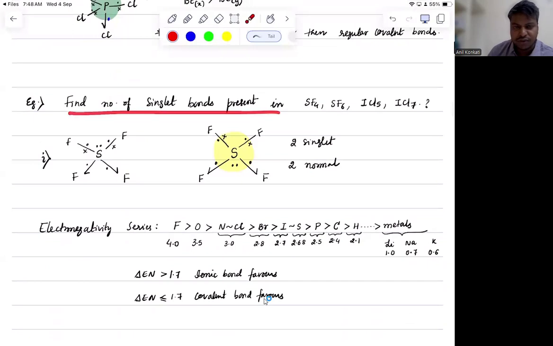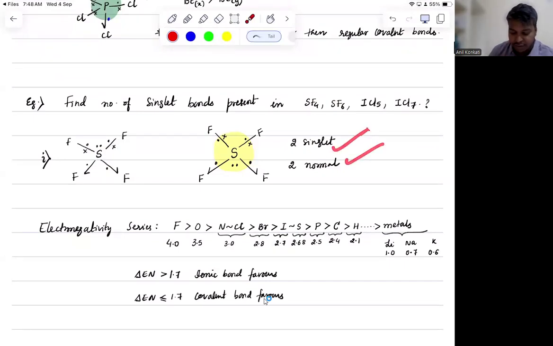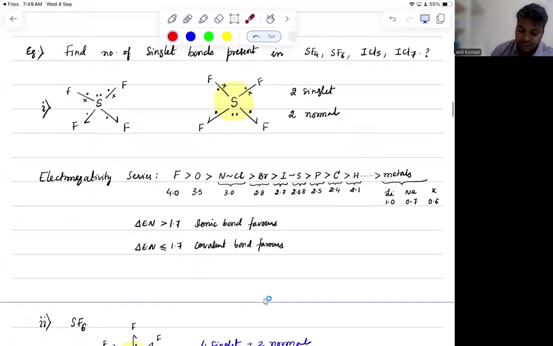So according to Sidgwick's rule, you will see SF4, SF6, ICl5, ICl7, where expanded octet is there, we can show them all as octet completed using singlet bonds. SF4, I can make two covalent bonds and two singlet bonds. Got it? So we can see that two singlet and two normal bonds we have.